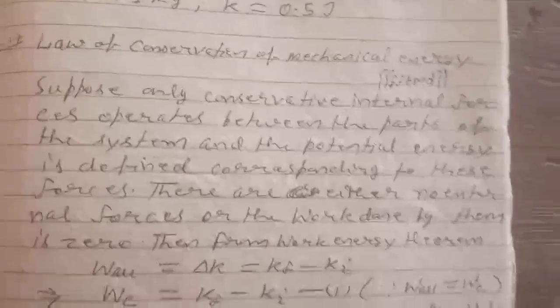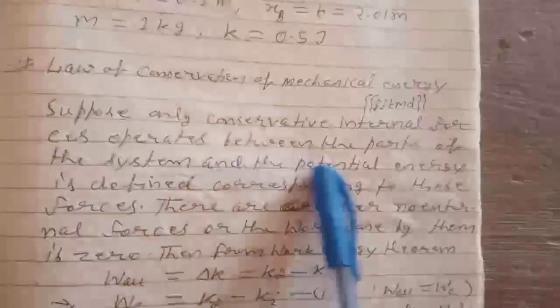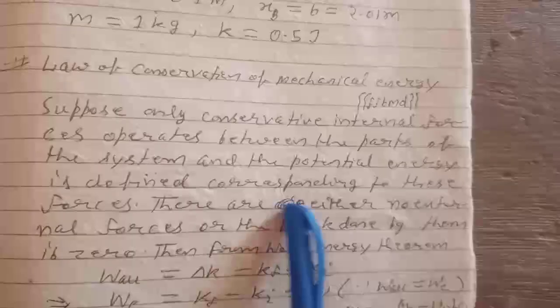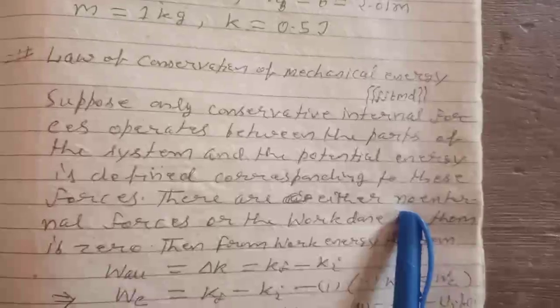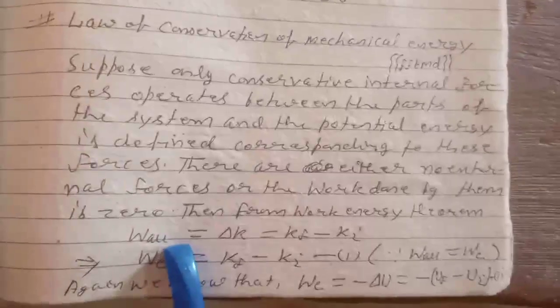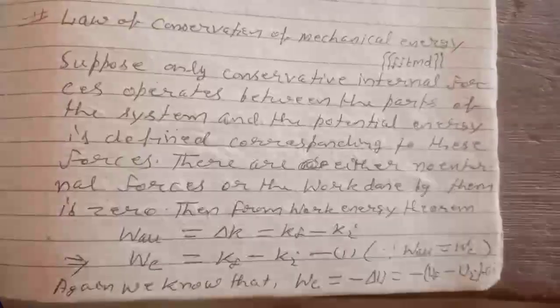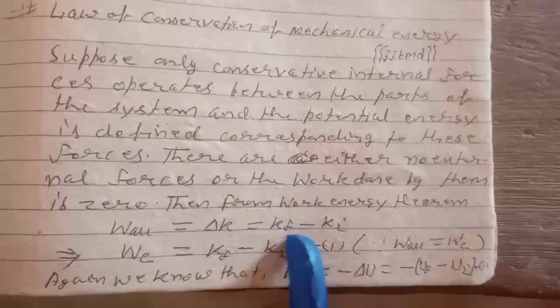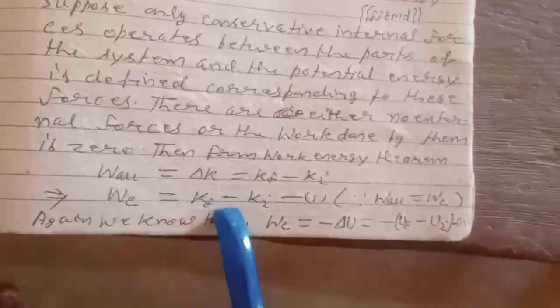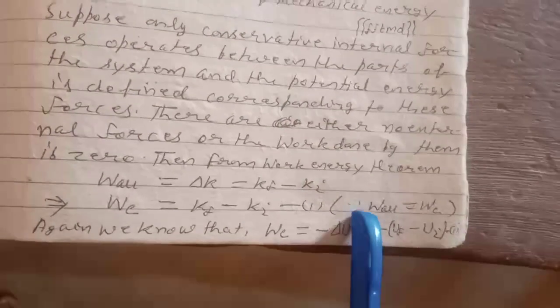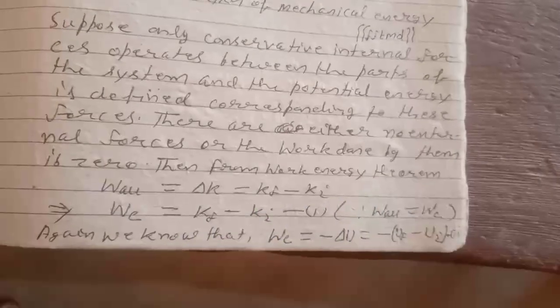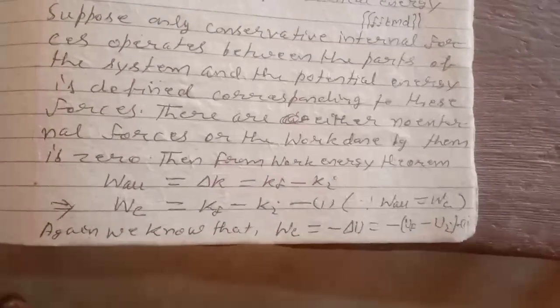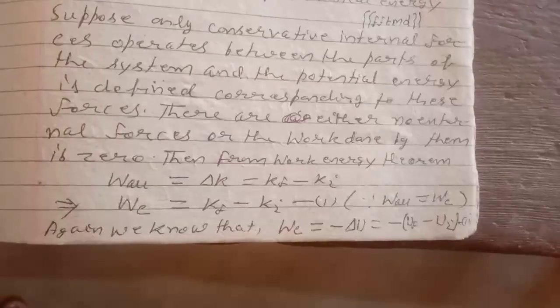Law of conservation of mechanical energy. Suppose only conservative internal forces operate between the parts of the system and the potential energy is defined corresponding to these forces. There are either no external forces or the work done by them is 0. Then from the work energy theorem, W_all equals delta K equals K_f minus K_i. This implies W_c equals K_f minus K_i, because here W_all equals W_c, as only conservative force is acting in the system. Again we know that W_c equals minus delta U equals minus of (U_f minus U_i).